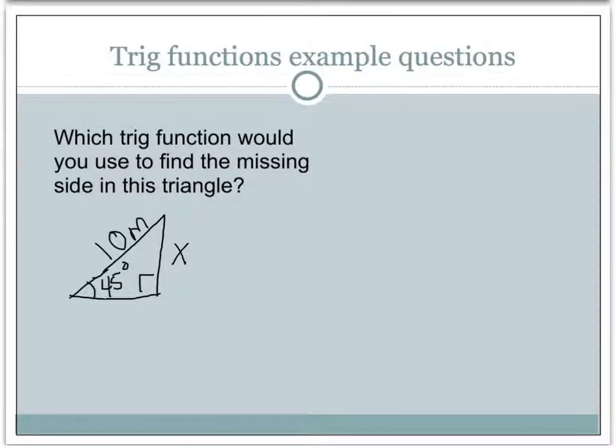Let's look at an example. This question asks, which trig function would you use to find the missing side in this triangle? So we have to first look at what angle we're given and determine which side is opposite and adjacent, as well as the hypotenuse. Let's start with the hypotenuse because it's the easiest. We know the hypotenuse is always the longest side of the triangle. So that means this side labeled 10 meters has to be the hypotenuse.